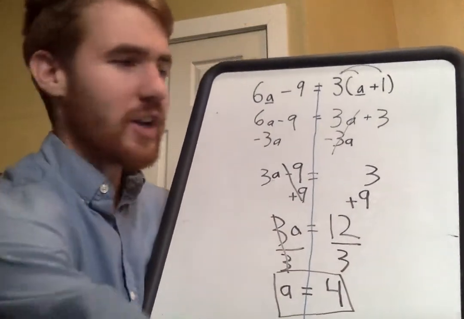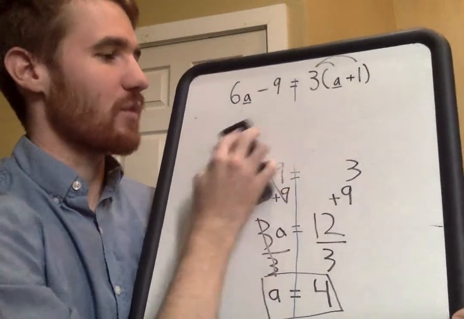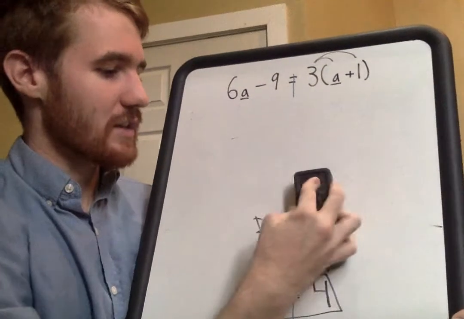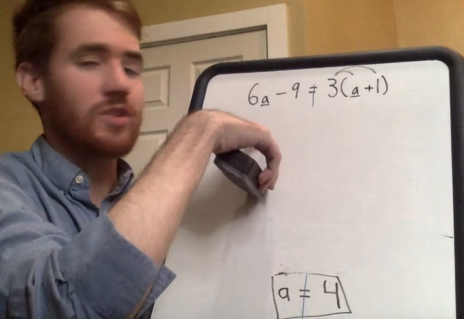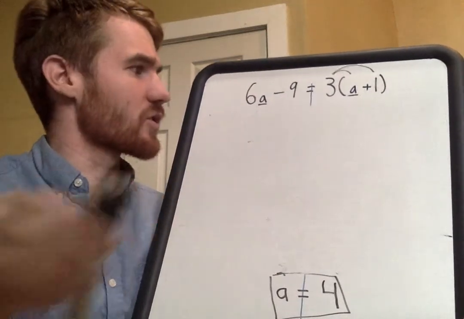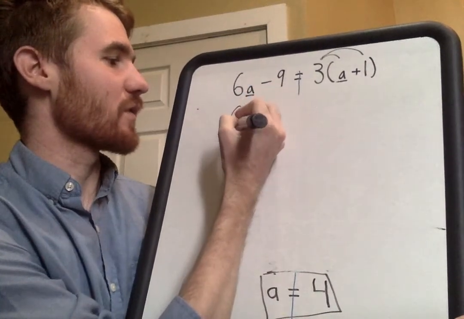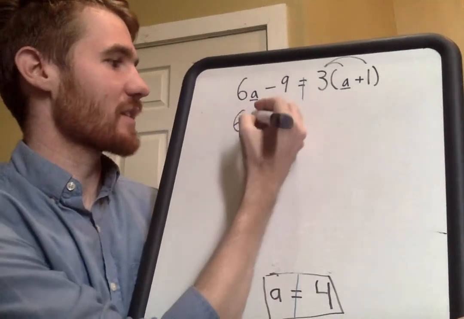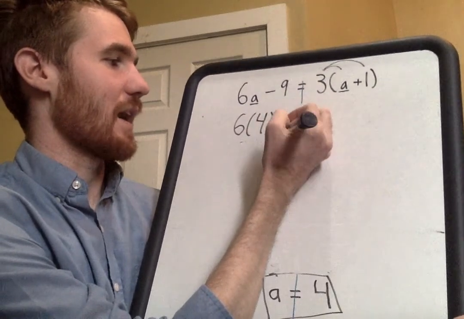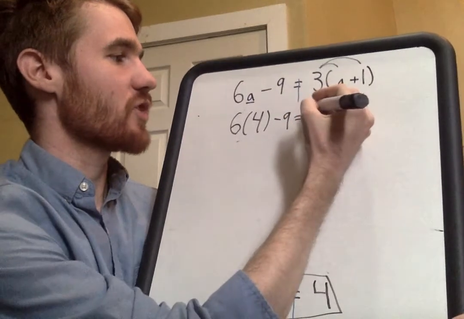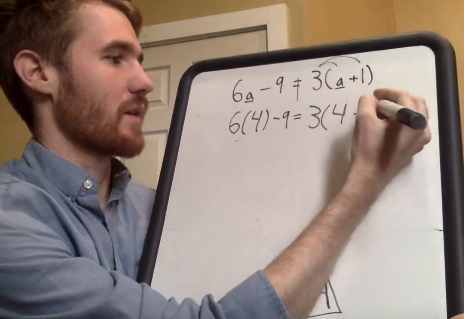Now, if we wanted to check our work, we can, and I wouldn't actually erase this, I would get a second piece of paper, but I only have one whiteboard. We can erase all of this and substitute our answer that we got, a equals 4, into the original equation. And we'll do that now just so you can see the process. So a equals 4, every time there's an a, we're going to replace it with a 4 and see if this works. So we've got 6, instead of a, there's a 4, and then minus 9, and that should be equal to 3 times (4 plus 1).